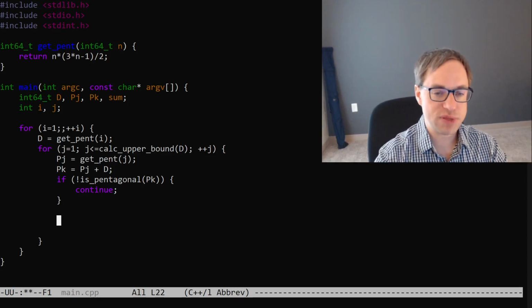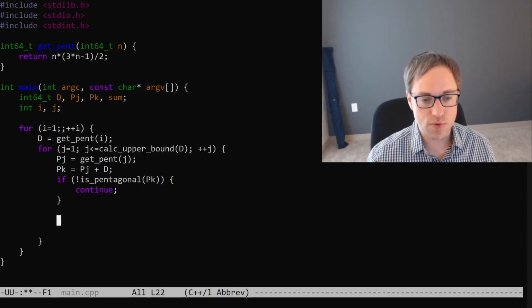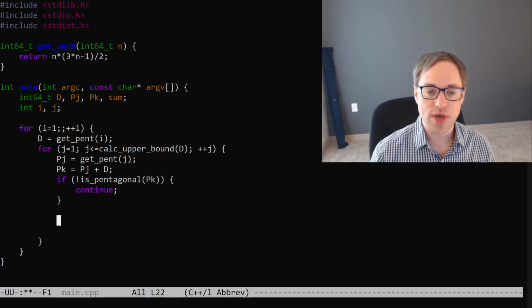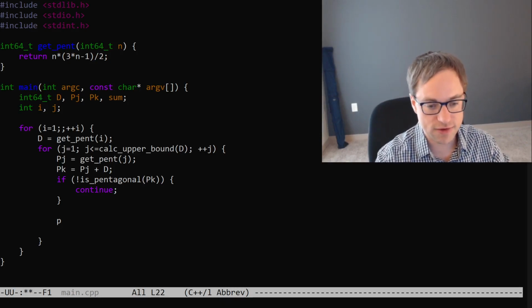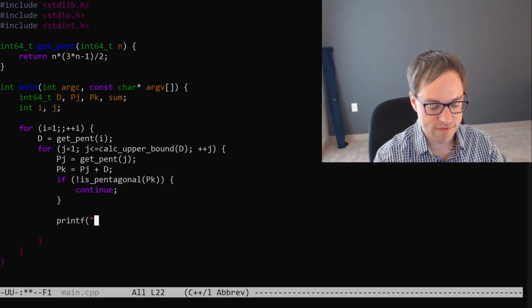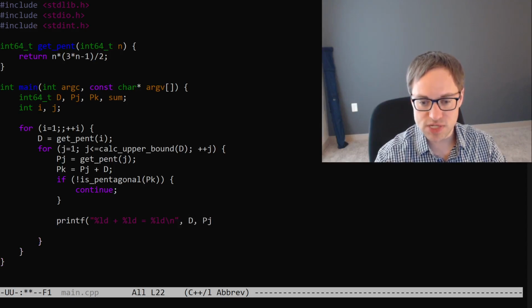As you may have heard me mention a couple times, this algorithm is kind of slow. And so printing out a partial solution will give us some sense of the progress that the algorithm is making. So we'll say printf %ld plus %ld is equal to %ld. And that's going to be d, p sub j, and p sub k.